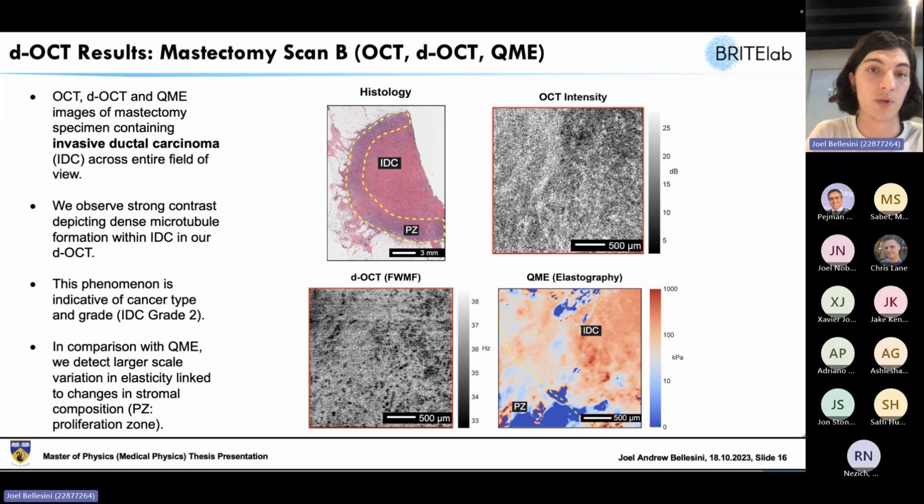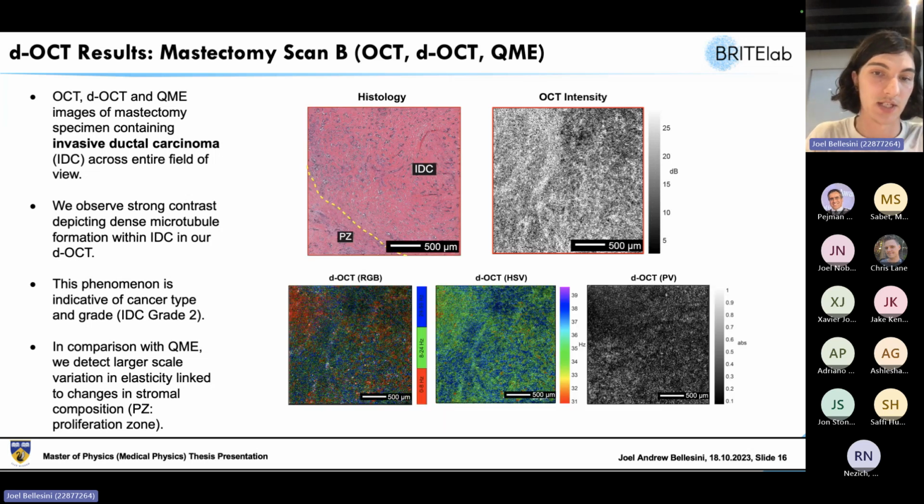Notably, the region towards the outside of the tumor, as it is growing, we refer to as the proliferation zone, which is characterized by a presence of younger stroma, which tend to be less dense. And we believe this is what we're detecting in the QME image. So this signifies that these two functional extensions of OCT are providing complementary contrast from different functional origins, which is also very interesting. And then introducing our different visualization techniques.